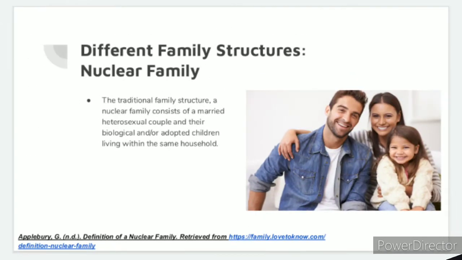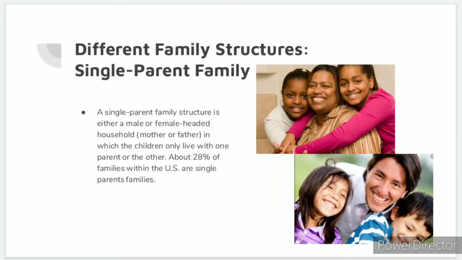Different types of family structure. The nuclear family. The traditional family structure, a nuclear family consists of a married heterosexual couple and their biological and/or adopted children living within the same household. There are many other types of family structures that many people have in their lives. Today we'll be looking at 4 of those.